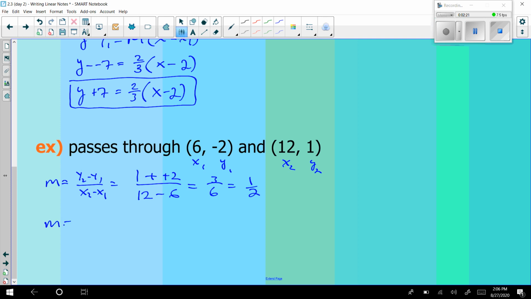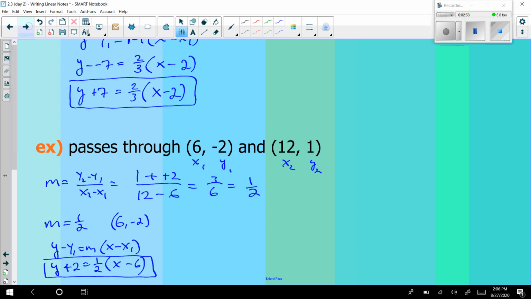So now m is 1/2, and I'm going to use my points. Let's go with (6, -2). You could use either point there. I'm just going to use the first one. So now if I put it into my formula, y minus y1 equals the slope times x minus x1 for point-slope form. That is y minus -2, or y plus 2, equals the slope 1/2 times the quantity x minus 6.